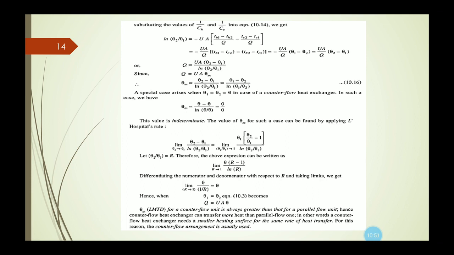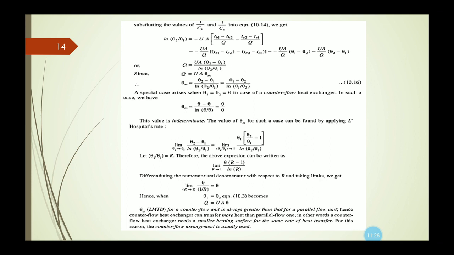Now the value of theta m for such a case can be found by applying L'Hospital's rule, which we have studied in our school level mathematics. In that case, the limit as theta 2 tends to theta 1 of (theta 2 minus theta 1) divided by ln(theta 2 by theta 1). If we assume that theta 2 by theta 1 equals r, then the limit as r tends to 1 of theta (r minus 1) divided by ln r.